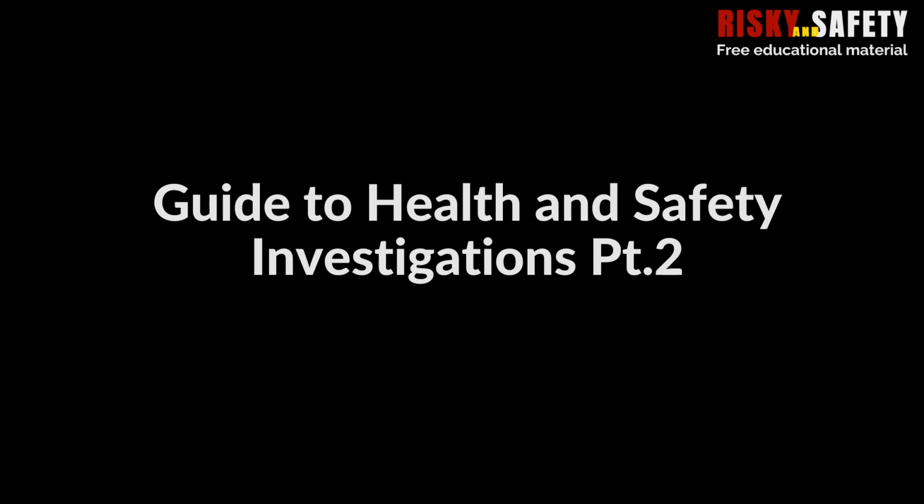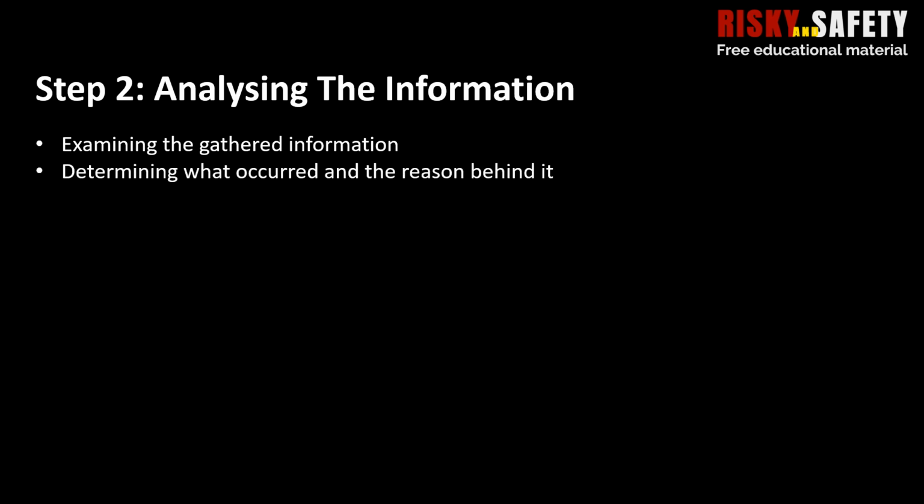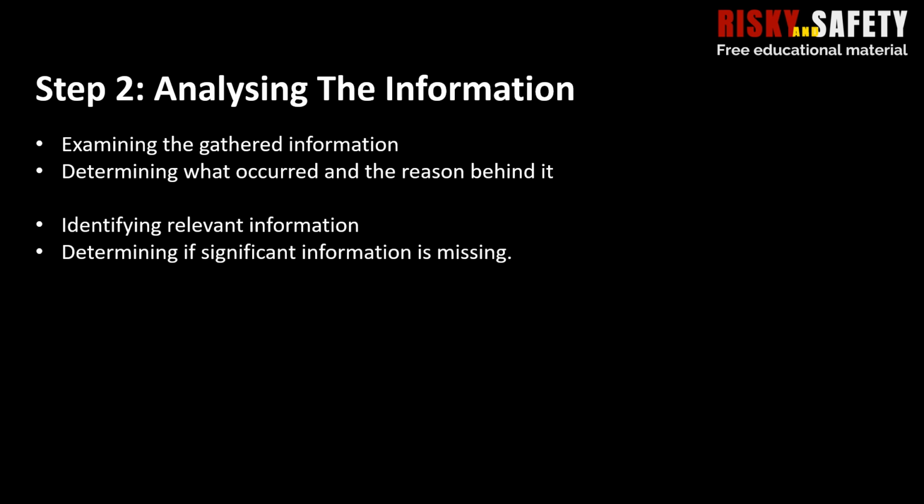Step 2. Analyzing the information. Examining the gathered information, determining what occurred and the reason behind it by identifying relevant information and determining if significant information is missing. As the analysis progresses, fade lines will become brighter.